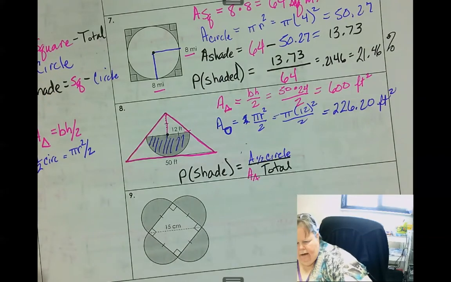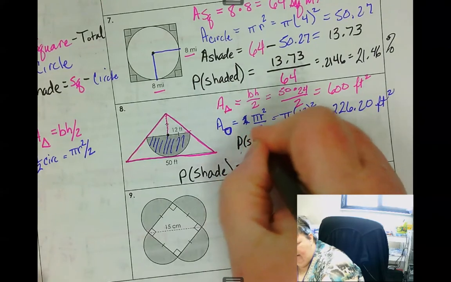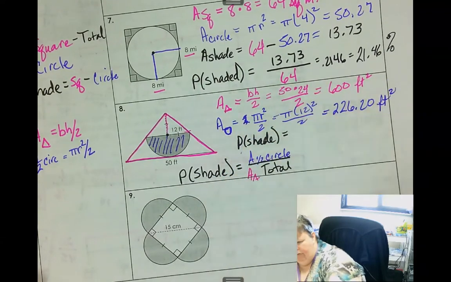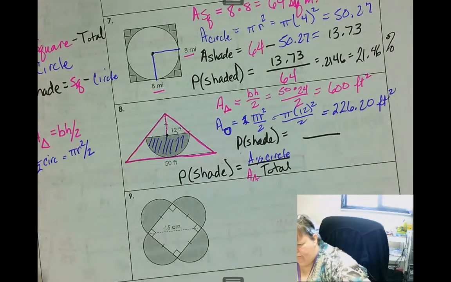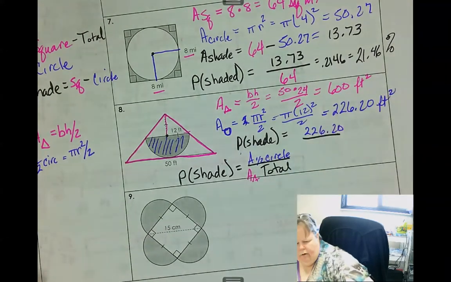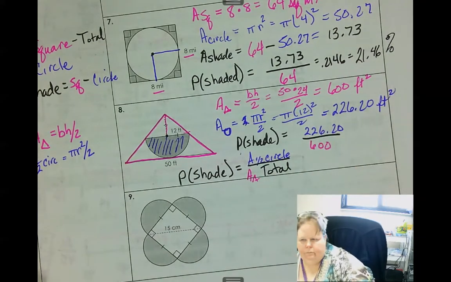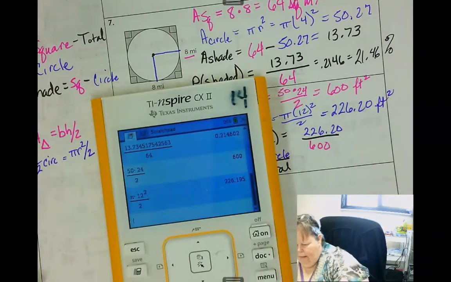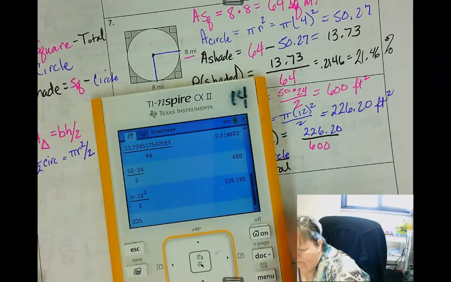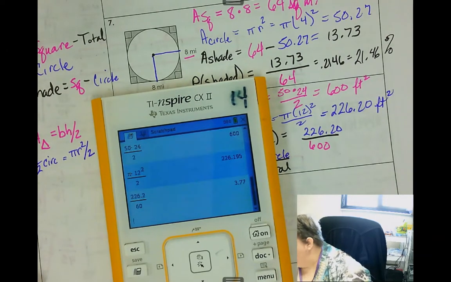Okay, now to get my probability. Probability of shade equals, I'm going to do a fraction, area of the semicircle, 226.20, divided by the total area, 600. So 226.2 divided by 600, enter.